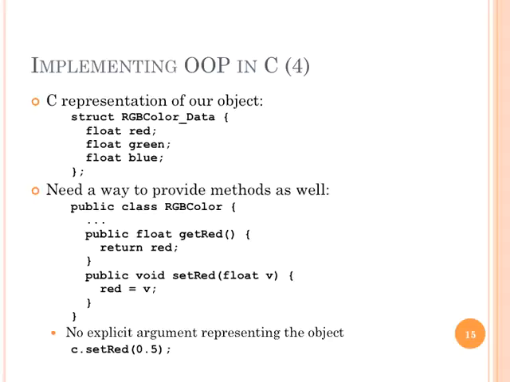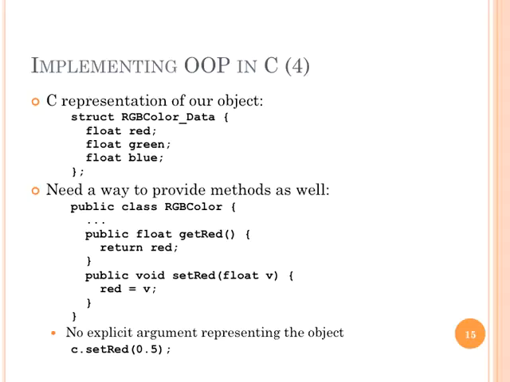Okay, now we need a way of providing methods. So notice we have getRed, setRed, and so forth. And there's no explicit argument representing the object. It's kind of implied because it's c.setRed. So it is a parameter, but it's an implicit parameter in the syntax that we have here. We don't have it between the parentheses. It's just a syntactic variation.